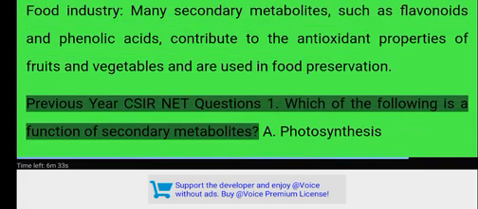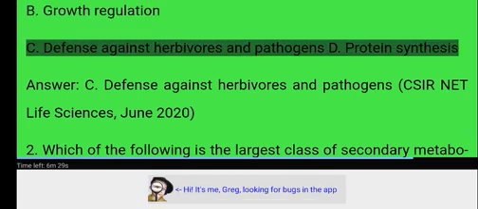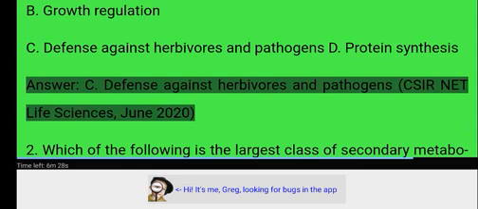Previous year CSIR NET questions. 1. Which of the following is a function of secondary metabolites? A. Photosynthesis. B. Growth regulation. C. Defense against herbivores and pathogens. D. Protein synthesis. Answer: C. Defense against herbivores and pathogens. CSIR NET Life Sciences, June 2020.